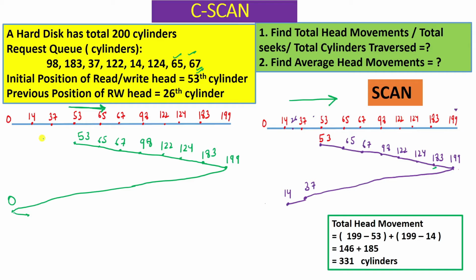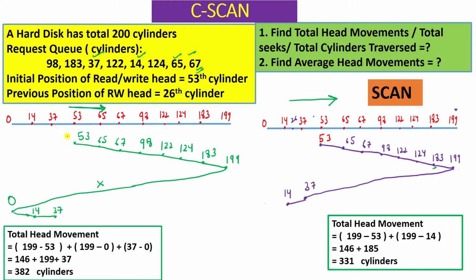So what are the pending requests? We will see that 14 and 37, these requests are yet to be fulfilled, right? So we will first complete 14, and then we will complete 37. So this is our C-SCAN algorithm. We did not entertain any request in this direction, right? So what will be the total number of head movements in this C-SCAN algorithm?